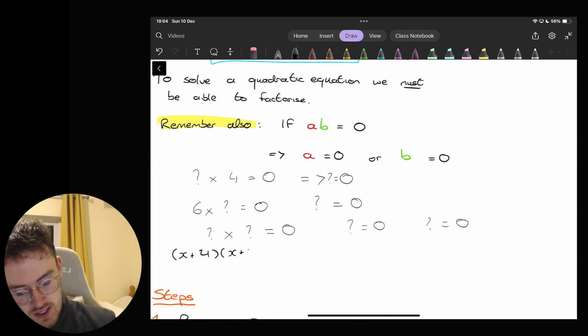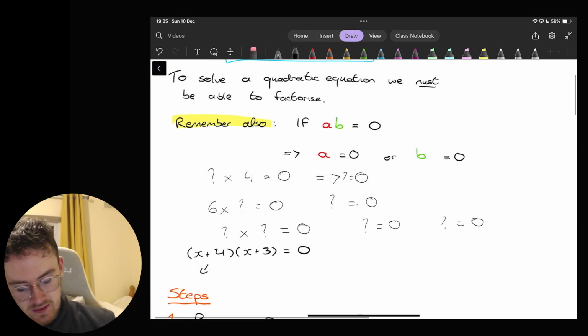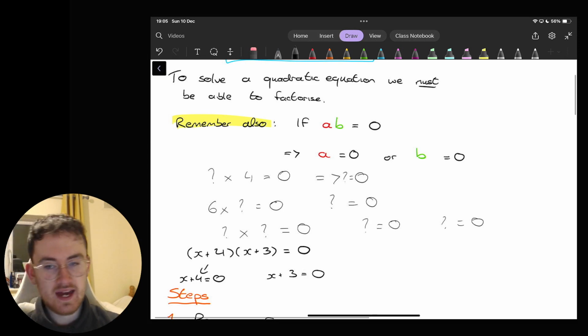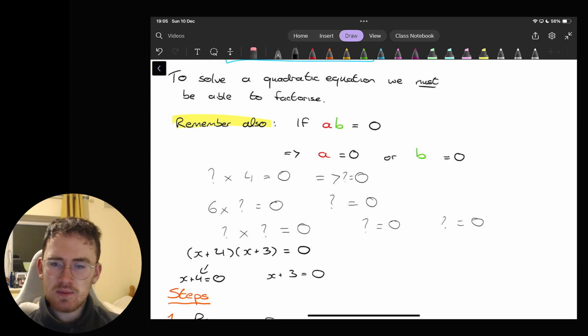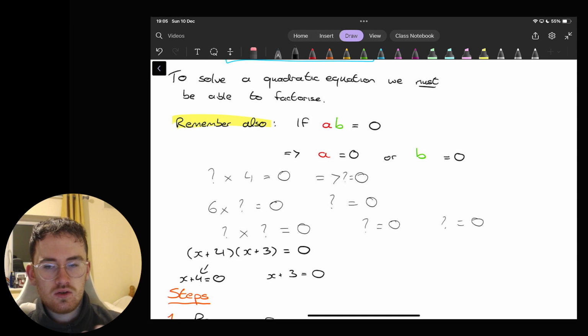So for our quadratics, if we get it down to two factors and we know that it's equal to 0, that's going to mean that either x plus 4 is 0 or x plus 3 is 0. Because remember, we don't know what the value of x is. But if when I multiply them the answer is 0, then there must be a certain value of x that makes one of those 0. That's the only way my whole equation could be equal to 0.